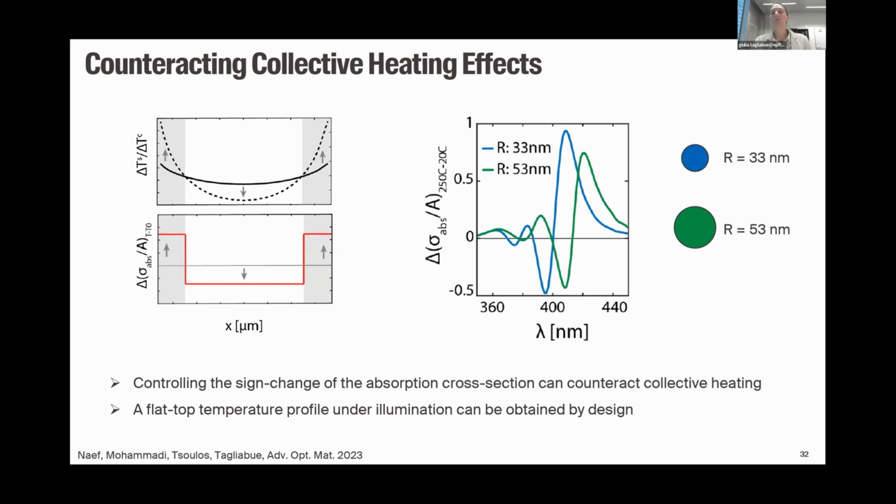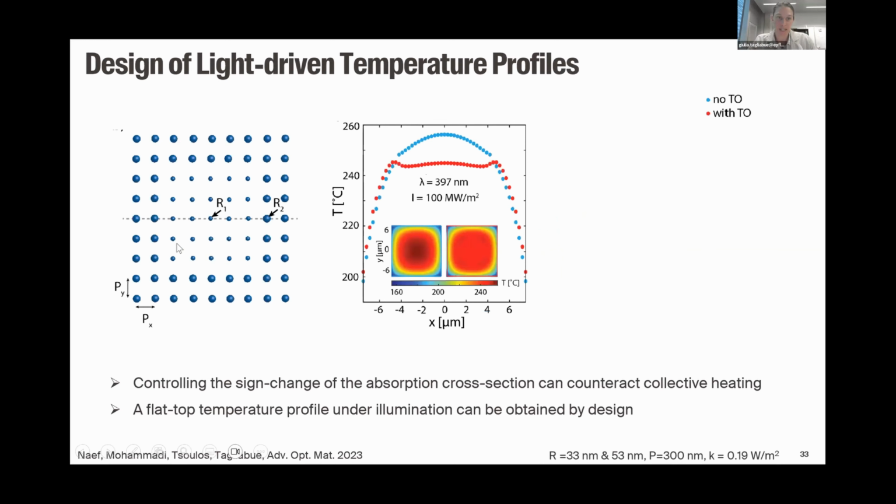So if we now design a system that operates at 410, as we increase the temperature, some of the resonators will go on resonance and some will go off resonance. And so we can start playing with their self-heating and therefore also with the collective heating. In particular, if we make it such that the external elements, those that in the uniform grid were the colder ones, more effective in absorbing light, we can partially compensate the effect of the poorer collective heating at the edges of the array.